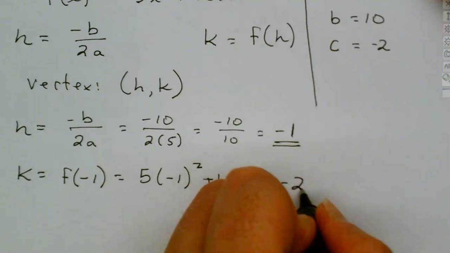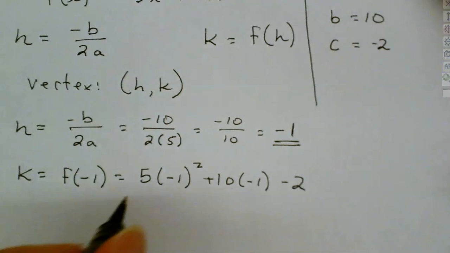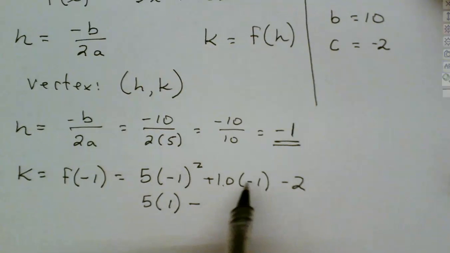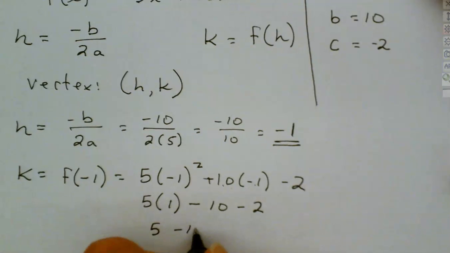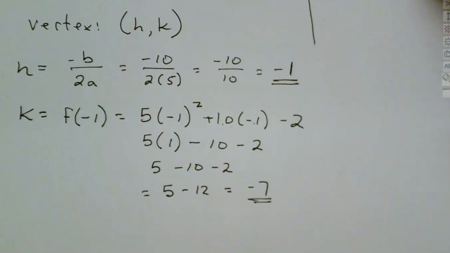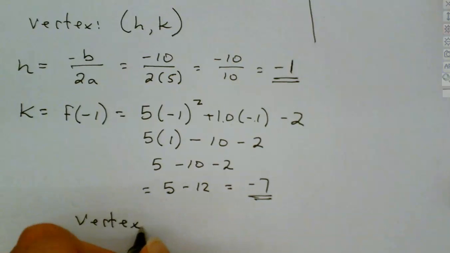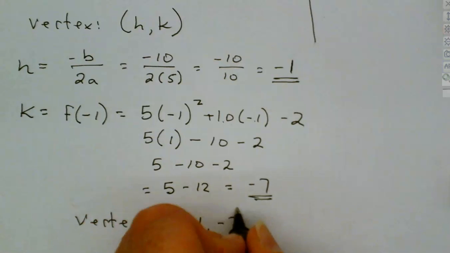And be careful with your signs, because whenever you square a negative, what does it become? Positive. So that's 5. Negative 1 squared is 1. And 10 times a negative 1, well, that's a minus 10, minus 2. So that's 5 minus 10 minus 2, which then makes it a 5 minus 12, which is then a negative 7, isn't it? Okay, so what is your vertex now? Your vertex would be negative 1, negative what? 7.